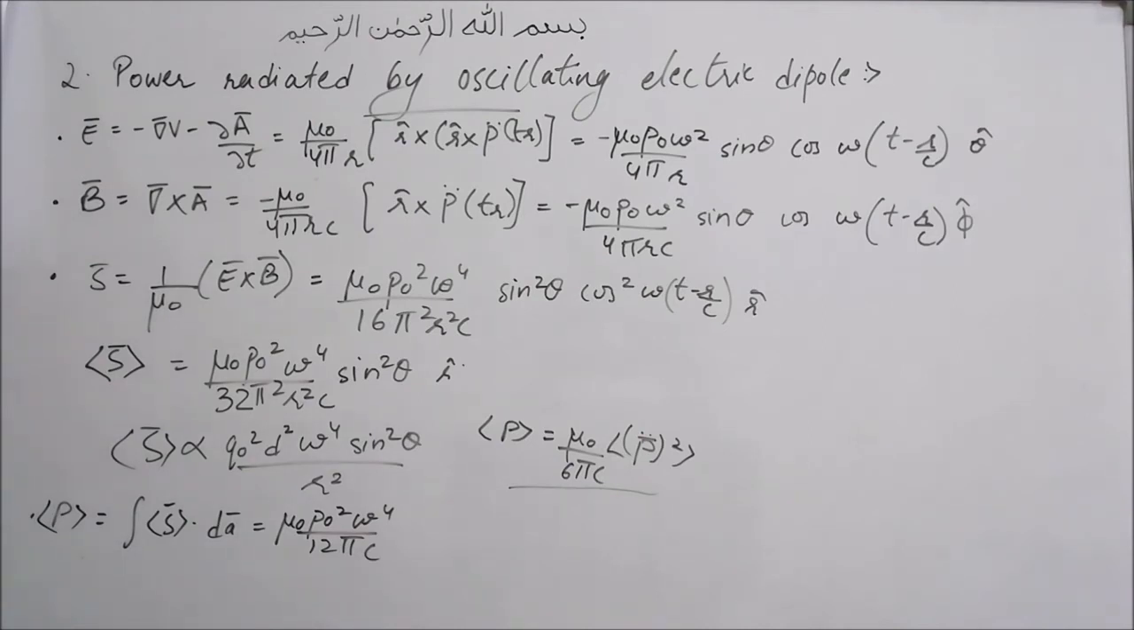Okay, now just like this, we can also look into the power radiated by an oscillating magnetic dipole, but there we will go fast and just arrive at the average power which is radiated in that case.